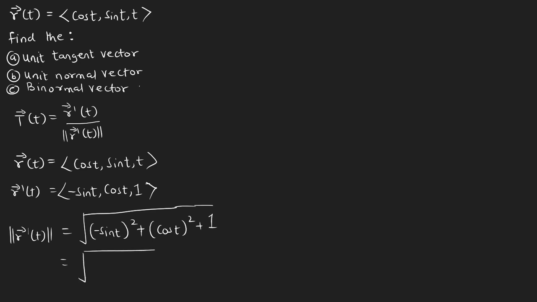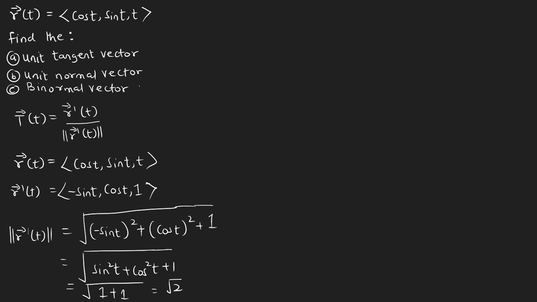I'm going to have this to be sine squared t plus cos squared t, plus 1. And then from trigonometric identities, we know that sine squared t plus cos squared t will be equal to 1. So at the end, we are going to have 1 plus 1, and then this will be equal to the square root of 2. So that will be the norm.